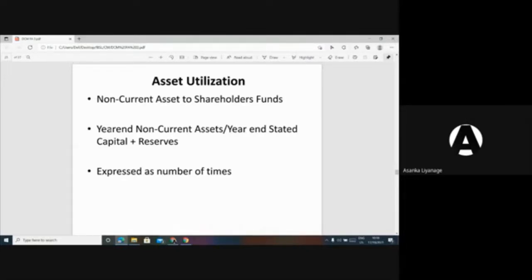Year-end non-current asset divided by year-end total shareholders fund, that is year-end stated capital plus reserves. That is as against the shareholders fund, what is your current non-current asset position? Non-current assets are the assets that will generate longer term income. That's why we compare this with if you have higher non-current assets, meaning you have a better position against the shareholders fund.